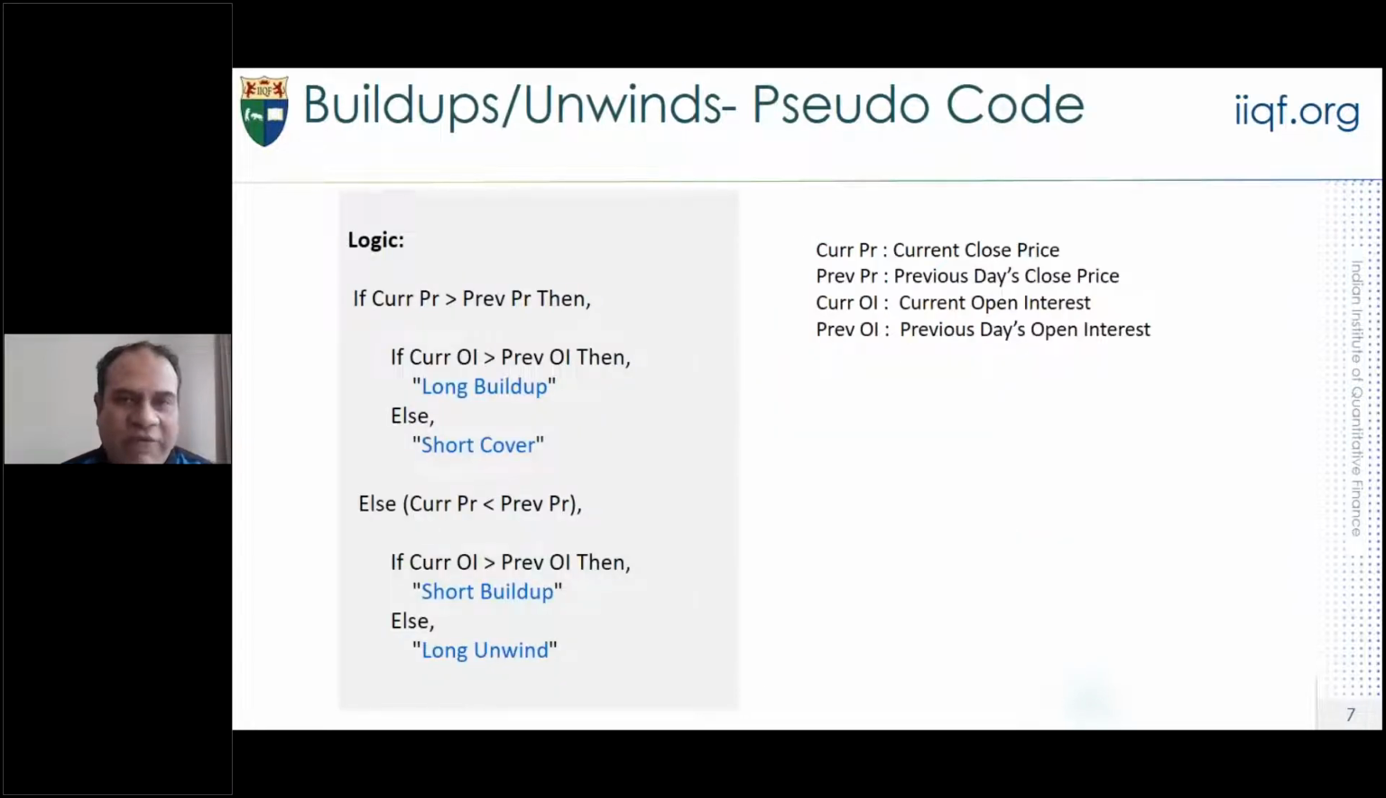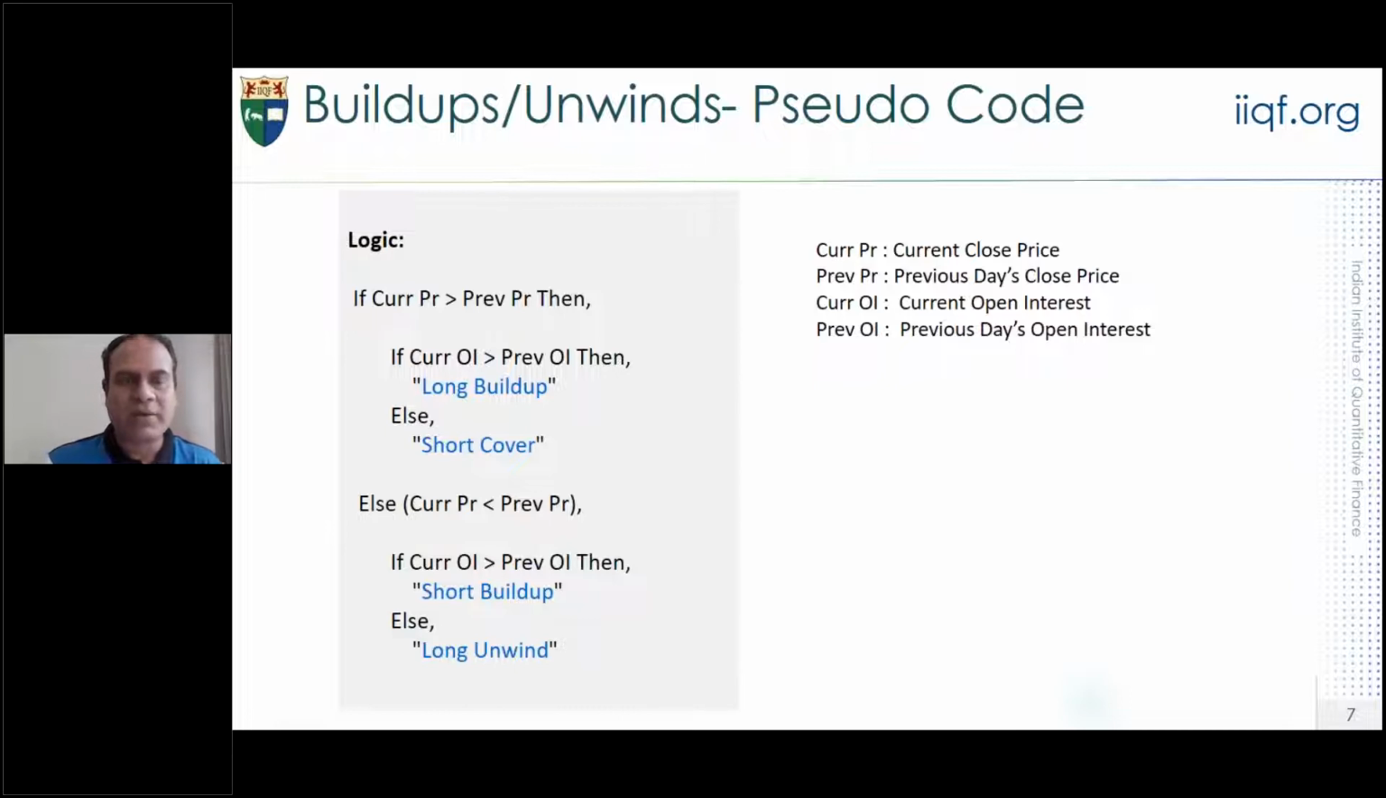Now if I want to think of it in terms of a pseudo logic, maybe in an Excel file or some kind of programming language, then what is my first step? First step is to think of a logical step by step process. So this is what it is. On the left hand side of your screen, under logic, if the current price is greater than the previous price, which means the underlying price has gone up as compared to yesterday.